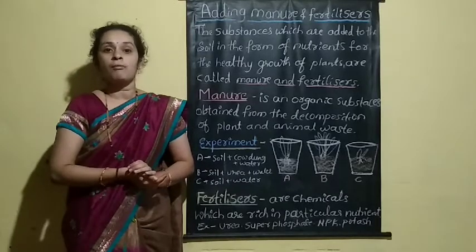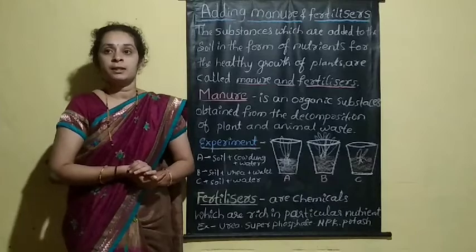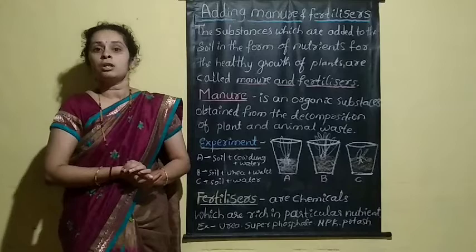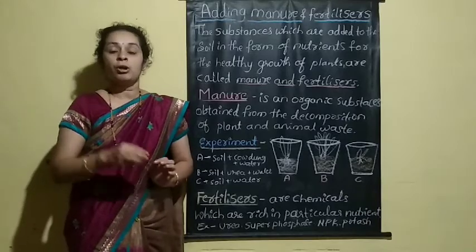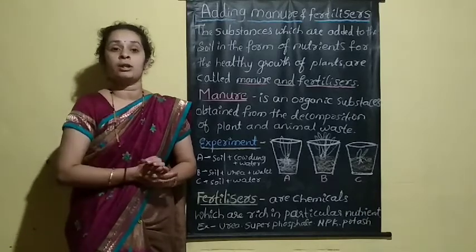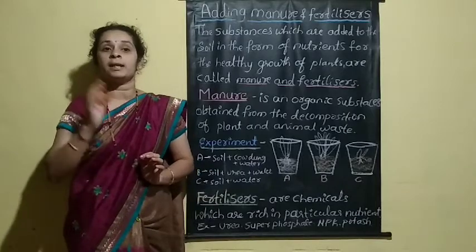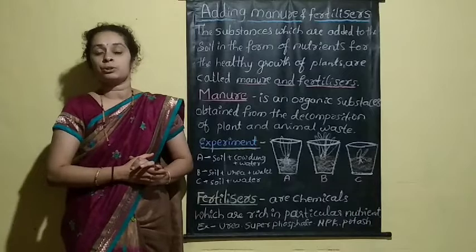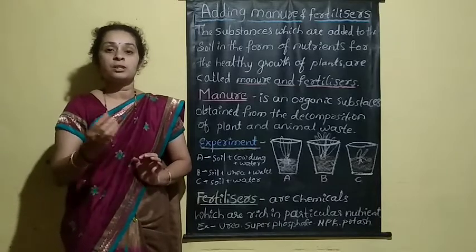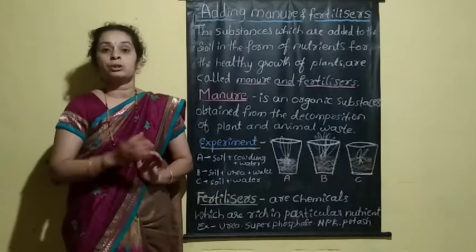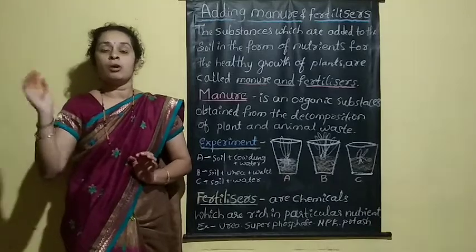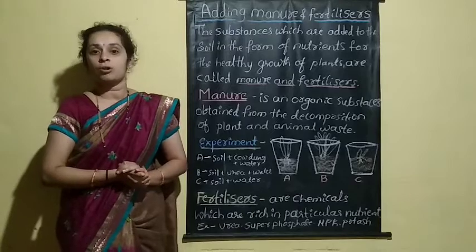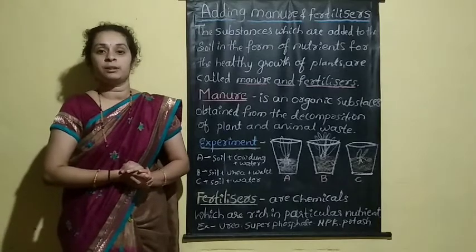Continuous cultivation of crops in the field decreases the soil fertility or decreases the soil nutrients. In order to replenish these soil nutrients, or in order to maintain these soil nutrients, farmers will add manures to the soil. This process of adding manures to the soil to retain soil fertility or to replenish soil nutrients is called manuring.